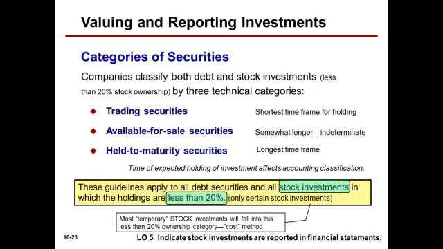The time of expected holdings of the investment affects the accounting classification. The guidelines we'll discuss apply to all debt securities, all debt investments, and all stock investments in which the holdings are less than 20%. So only certain stock investments are triggered by these classifications. Now, by the way, most temporary stock investments will fall into the less than 20% ownership category. That is the cost method.